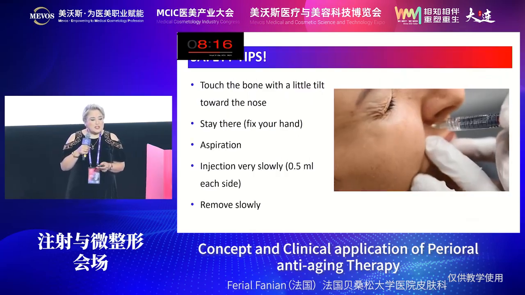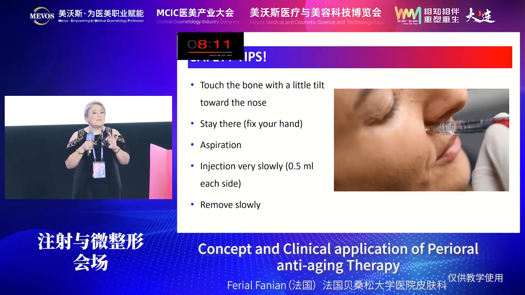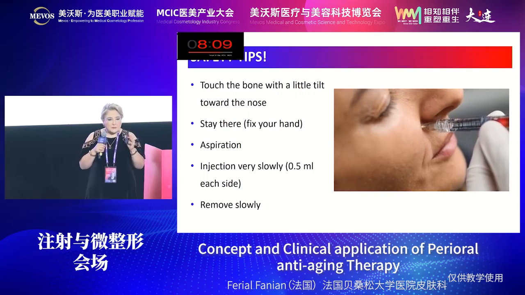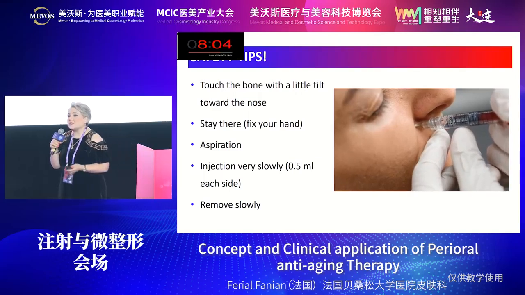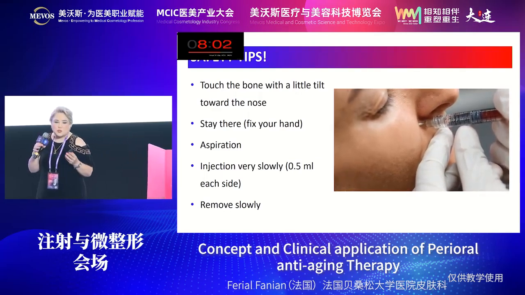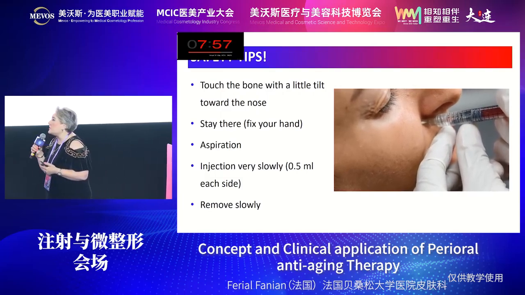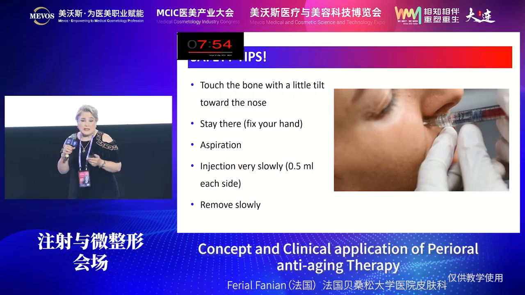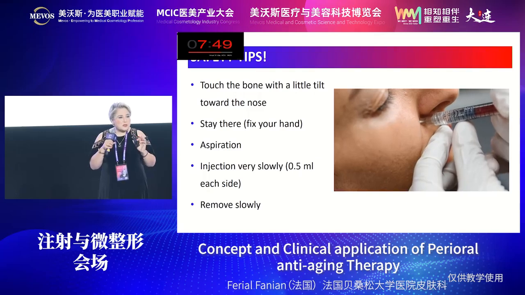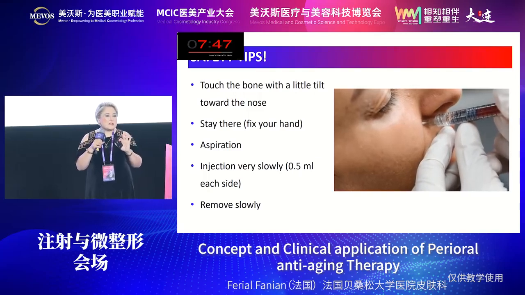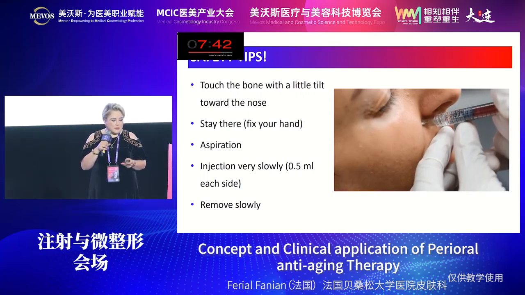So the method of the injection: you should touch the bone with a little tilt toward the nose. You should stay there, fix your hand. You do the aspiration. Normally for aspiration, there is a lot of controversy, but please do it. Some friends and some colleagues believe that we should do it for 15 seconds. And then you inject very slowly 0.5 ml or 0.6 ml every side, and you should remove the needle very, very slowly.